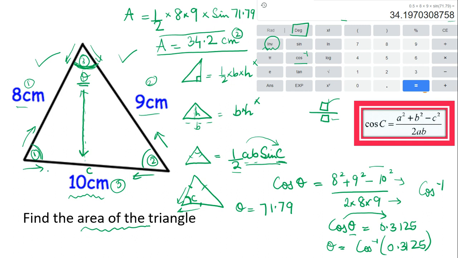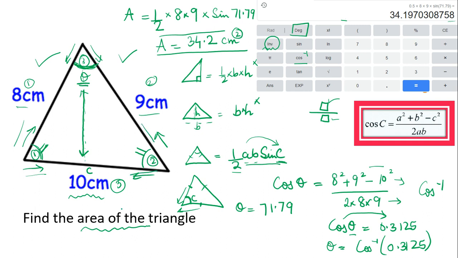If you want, just try it out and let me know in the comment section below if you got the same answer for the area when you found it through angle 1 or through angle 2. Hopefully you're going to be getting the same answer for all the angles you use, because the lengths and angles, whatever you use, it has to be the same. So if you're using angle 1, then the lengths should be 8 and 10 with that. If you're using angle 2, then the lengths should be 9 and 10.